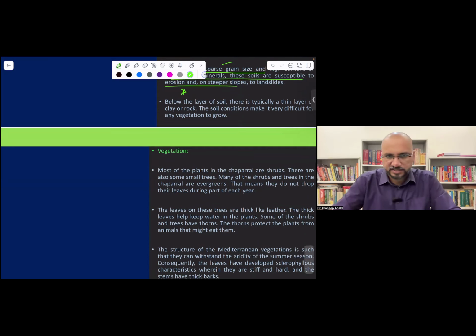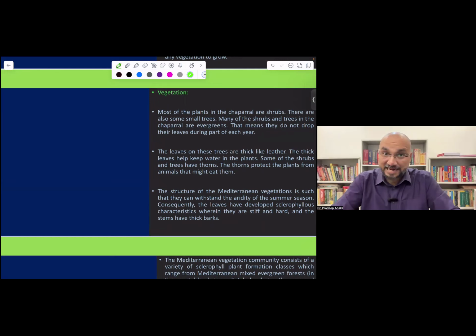So coming to vegetation, from here you will see the characteristics of flora and fauna. Most of the plants are shrubs. There are also some small trees, not very tall. Many of the shrubs and trees in chaparral are evergreens. Many of the trees are evergreen type of trees. They don't drop leaves every year.